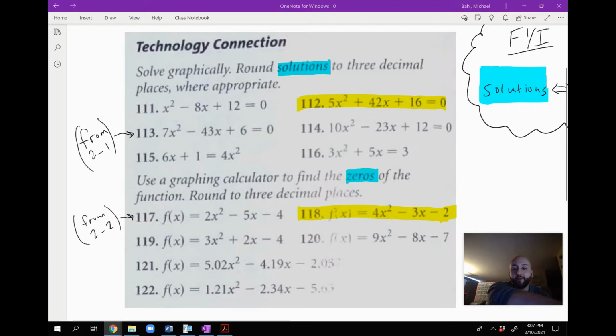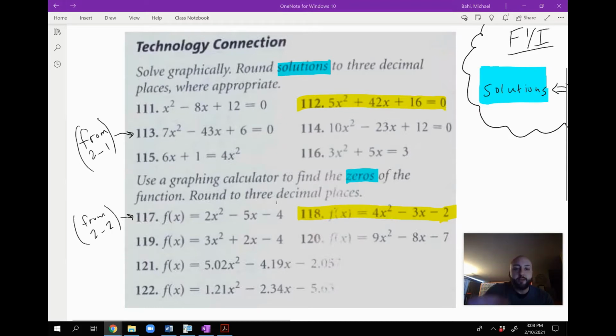I'm making a quick video just to show you guys how to solve these problems on your graphing calculators. This picture is taken straight from the textbook. Problem number 113 was from assignment 2_1, and problem 117 is from tonight's assignment 2_2. I'm just going to show you how to do the ones in yellow to help you answer questions 113 and 117 if you haven't done those already, and just to get an understanding of how we can use our graphing calculators to answer these questions.